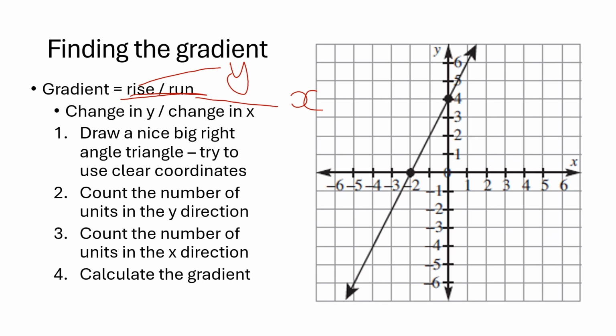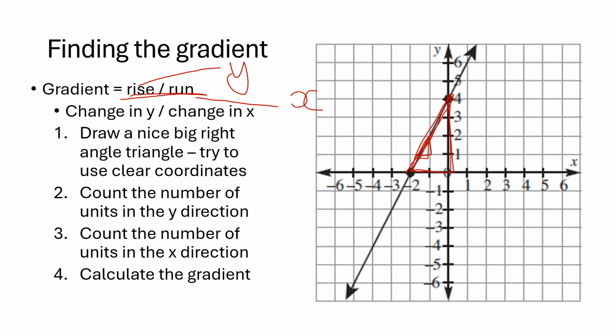Now, we start by looking at our graph and drawing a really nice big right angle triangle. We don't pick a little bit like this. It's too hard to work out what our coordinates are. We look for points where it is clearly going through a nice whole number. So we're going to use this triangle here.